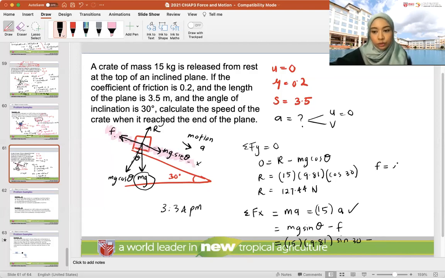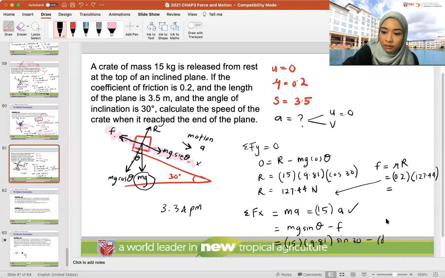What is equation for friction? Mu R. Okay, what is our mu? Coefficient of friction? 0.2. Apa R kita? Mg cos theta. Betul? Yang tu, yang 127.44 tu. Yes. So F kita adalah 0.2 darab dengan 127.44. This is our friction.